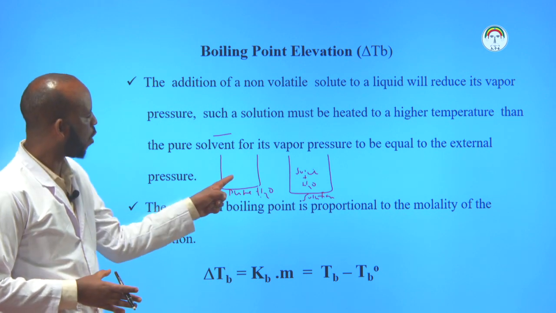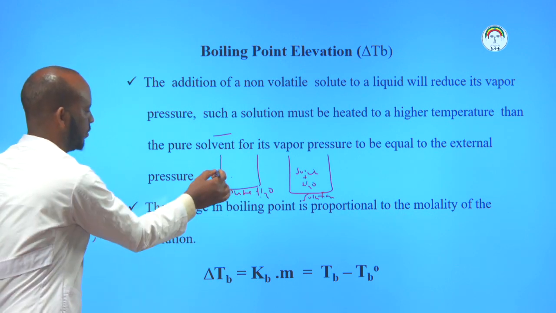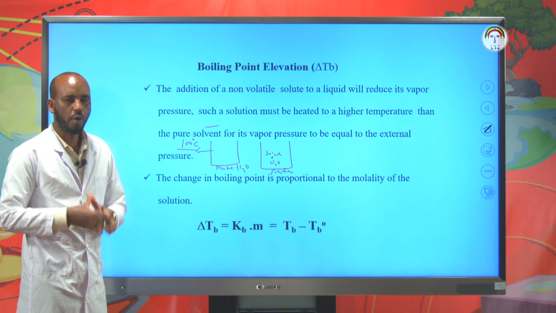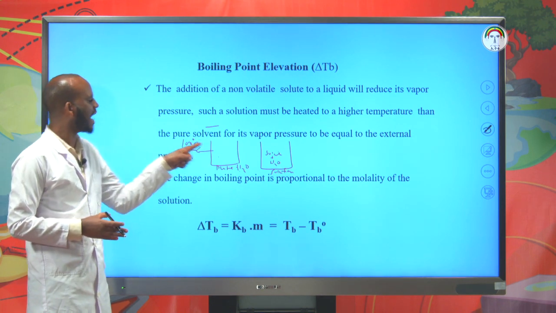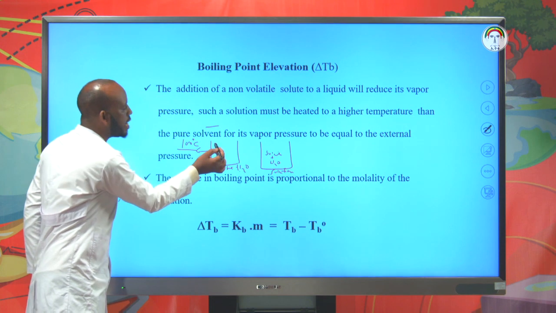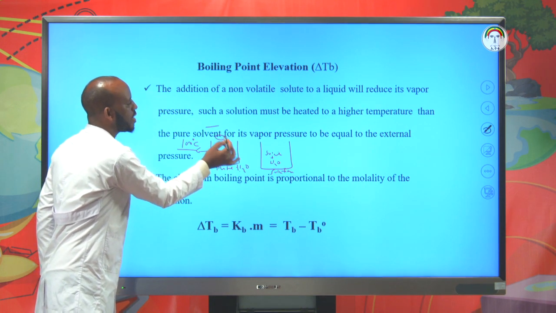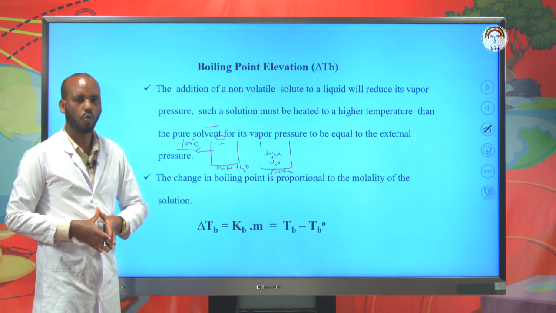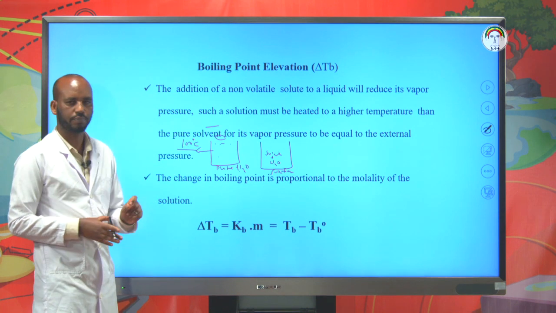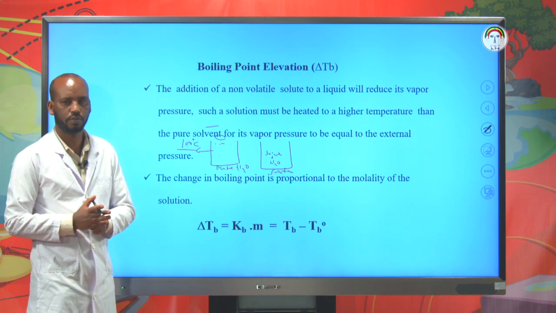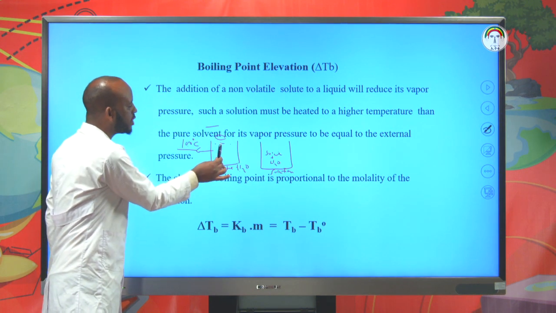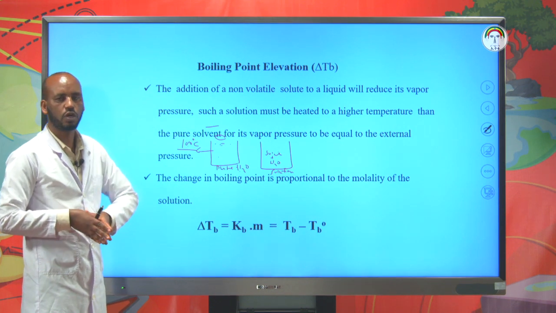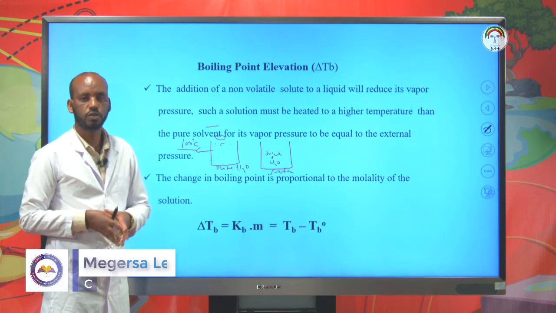We know that water boils at 100 degrees centigrade. The boiling point of a liquid is the temperature at which the vapor pressure of the liquid equals the external pressure. What does this mean? At 100 degrees centigrade, the vapor pressure of water equals its external pressure. In this case, we say water boils.